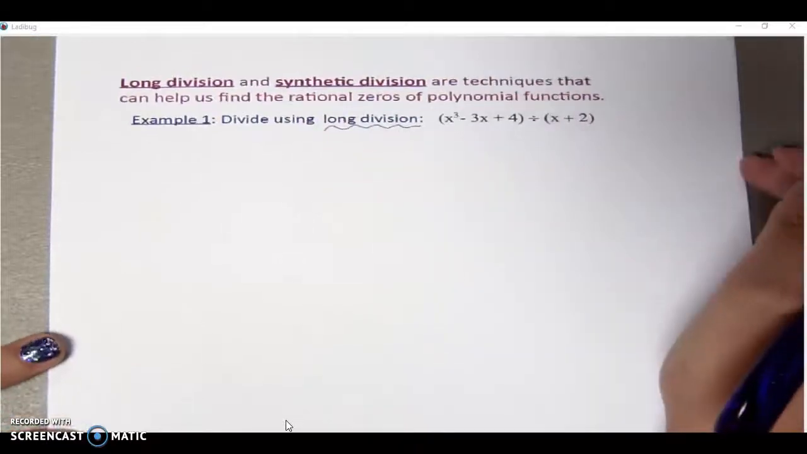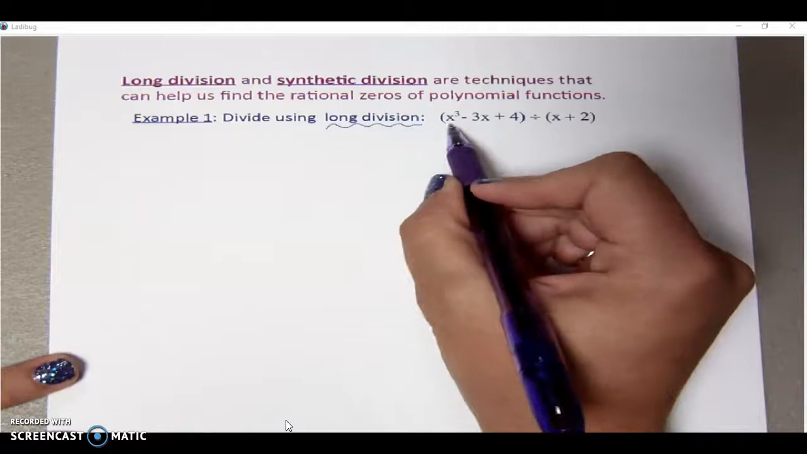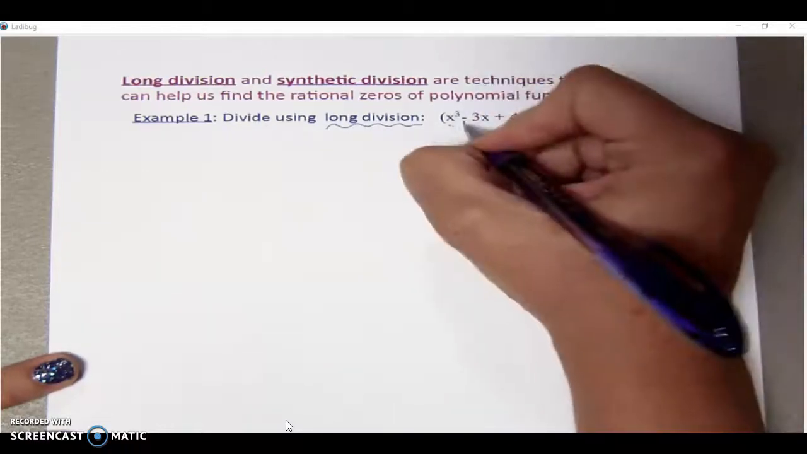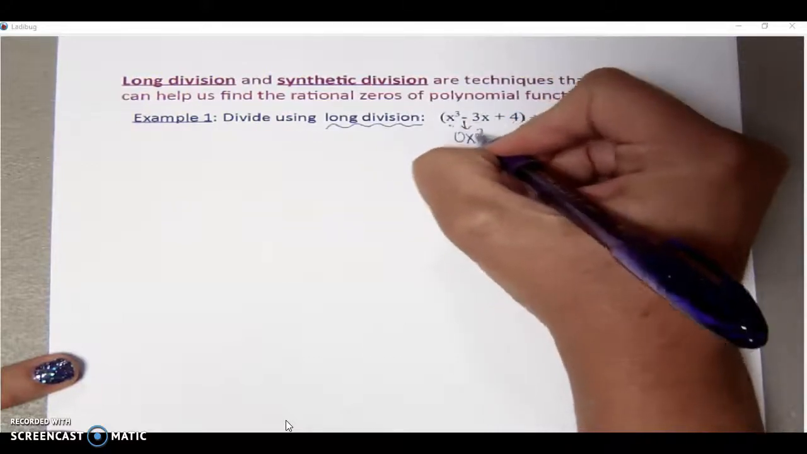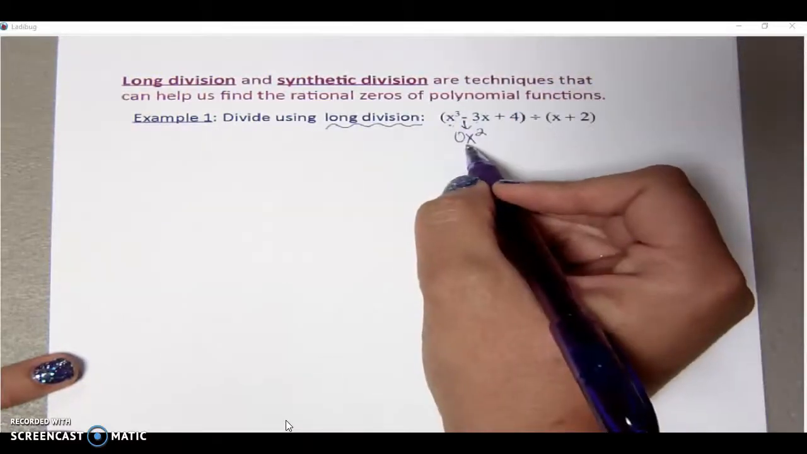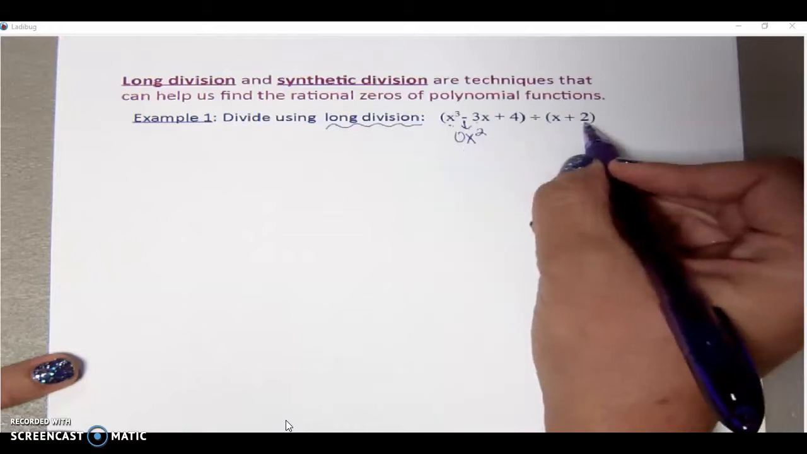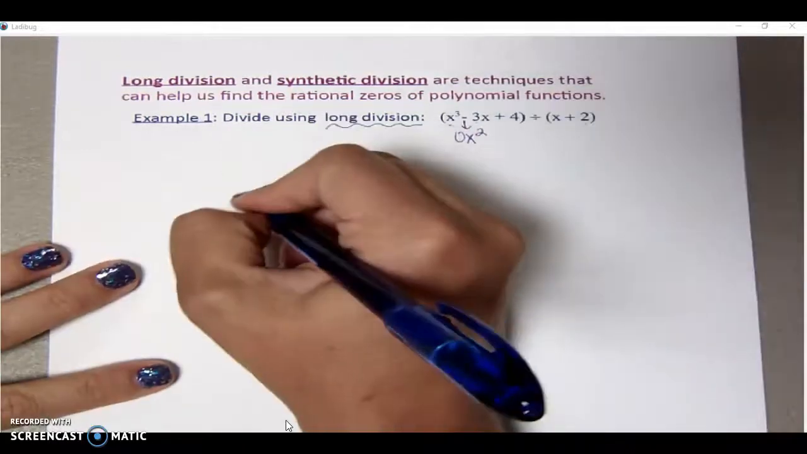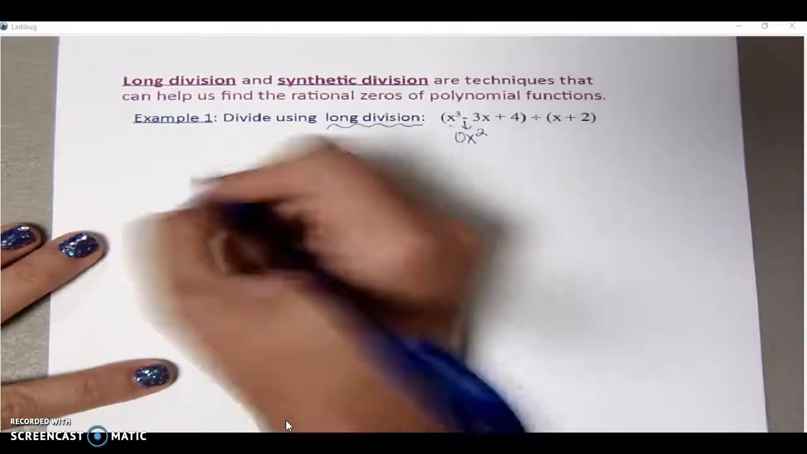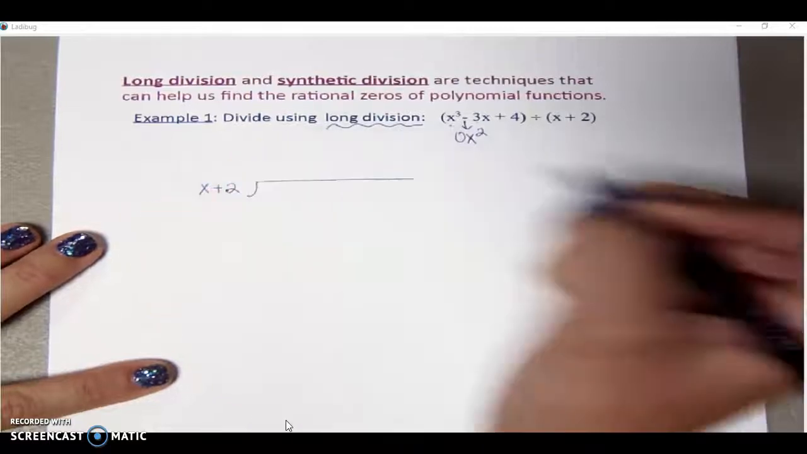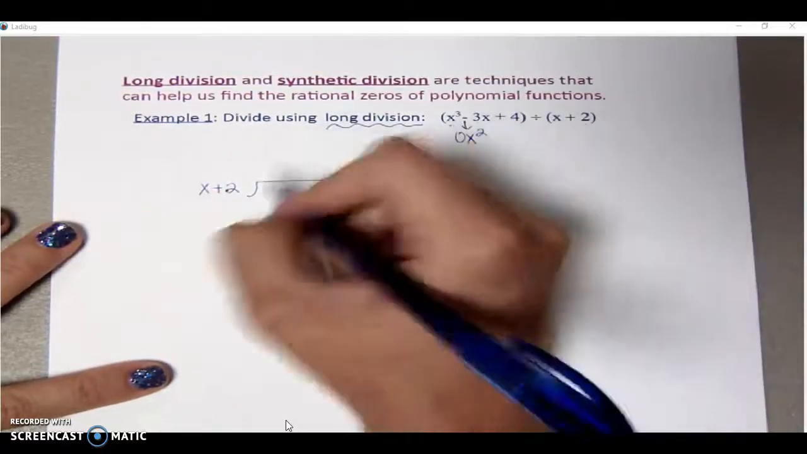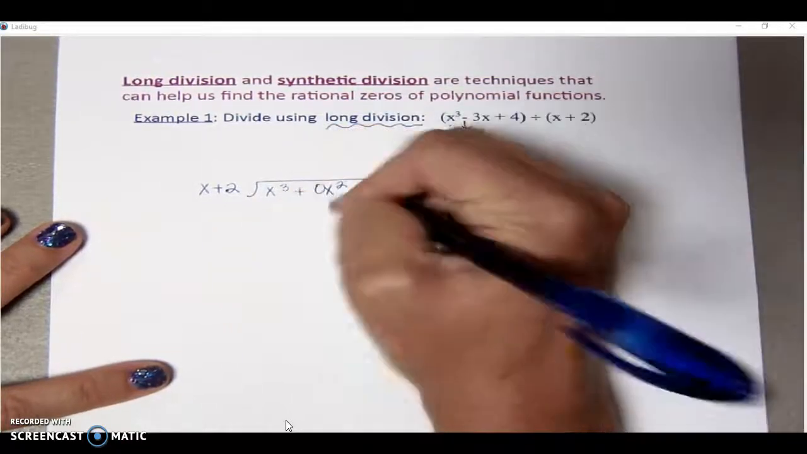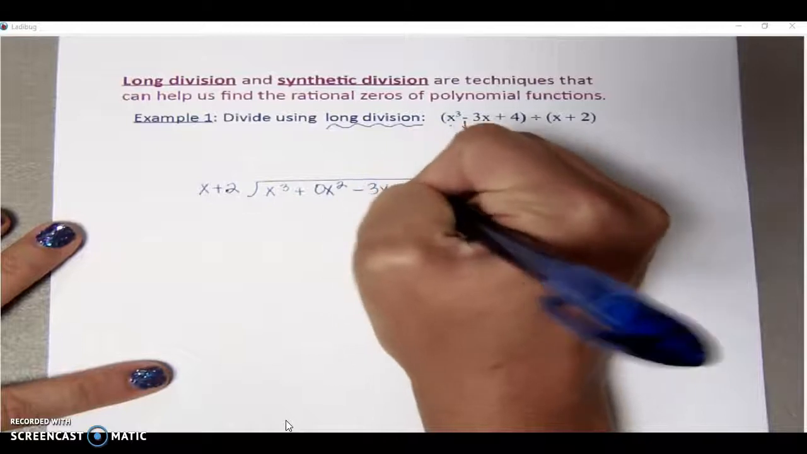So what you're going to do for long division, first off, you're going to make sure you're not missing any terms. So what I mean by that, see how we jumped from x cubed to negative 3x here? So we're missing that x squared. So if you're missing a term, you need to make sure you put a 0 with it. Here we have x and we have a number, so we're not missing any terms there. So when we set up our long division, we're going to have this x plus 2 on the outside. And then on the inside, we're going to put x cubed plus 0x squared minus 3x plus 4.